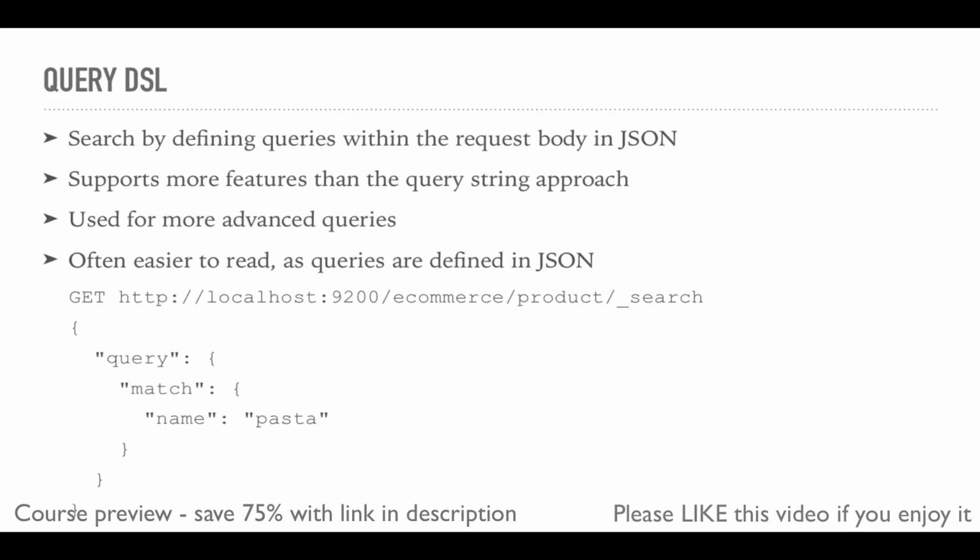At the bottom of this slide, you can see a query that is similar to the one I showed you a moment ago. The only difference is that with this query, I explicitly defined which field I'm searching, but I could also specify the underscore all field if I wanted to. In this case, I'm searching for products that contain the term pasta in their names. As you can see, the Q parameter has been replaced with JSON in the request body.